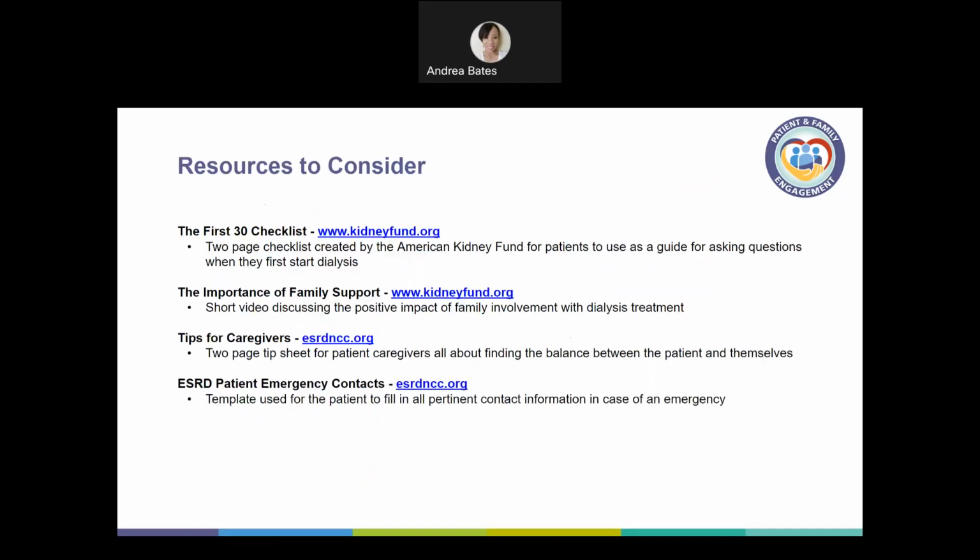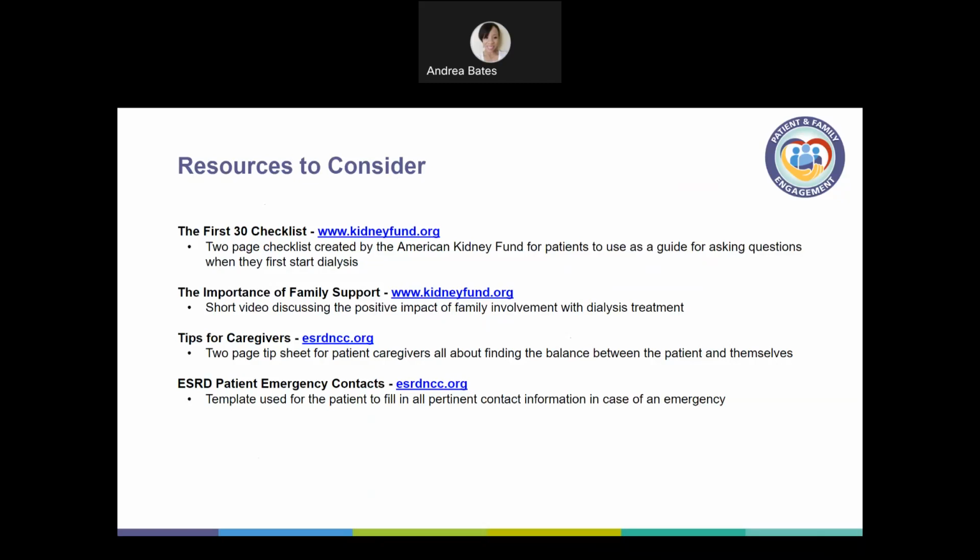So here are a few resources to consider specifically when working with these two dimensions, coordination of care and family and friends. The American Kidney Fund, at kidneyfund.org, has a First 30 checklist. This is really good for brand new patients. It is a two-page checklist that has to do with the first 30 days of dialysis, and it's for patients to use as a guide for asking questions or inquiring about certain things.